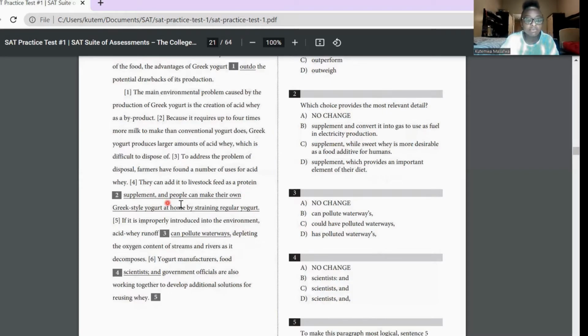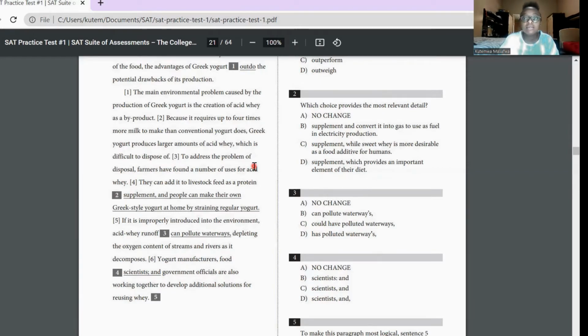So A says, as a protein supplement, people can make their own Greek style yogurt at home by straining regular yogurt. It doesn't really talk about acid waste. We look at B, it says, as a protein supplement, it can be converted to gas to use as a fuel in electricity production. Good. You don't even have to know whether this information is correct or not. The point is that it talks about an alternative use for acid waste, which is what is being discussed in the paragraph. So that's going to be our answer.